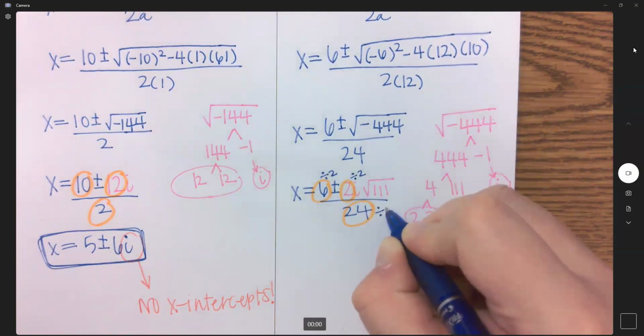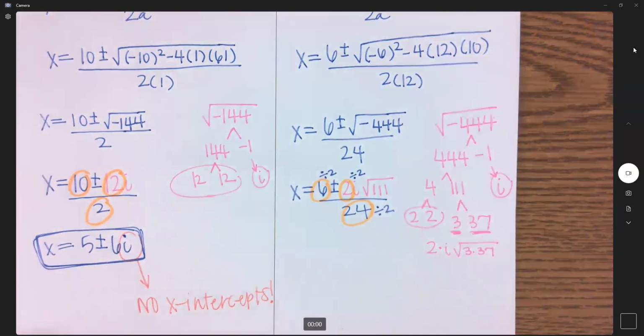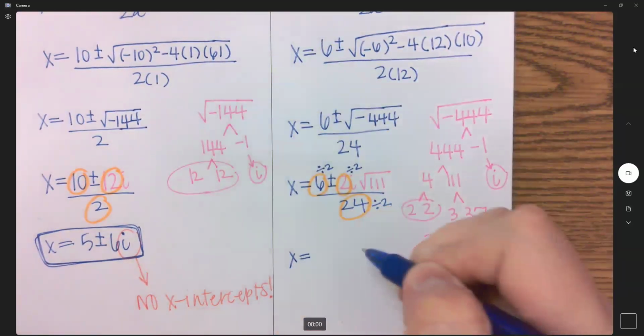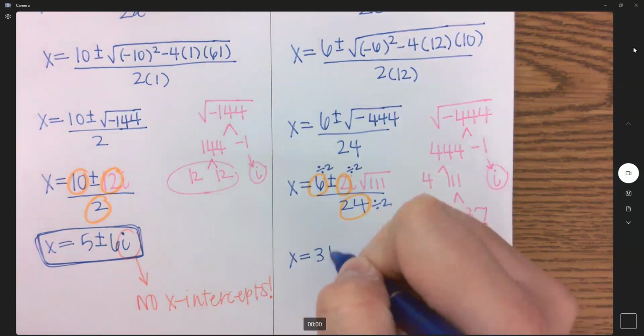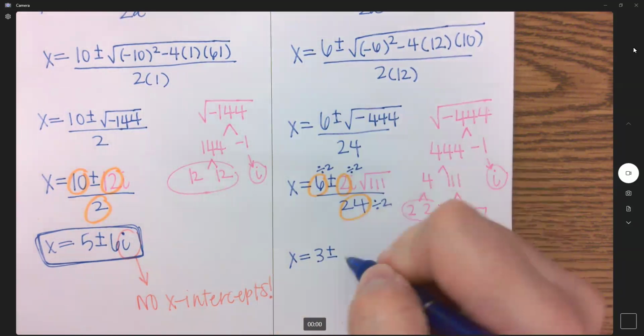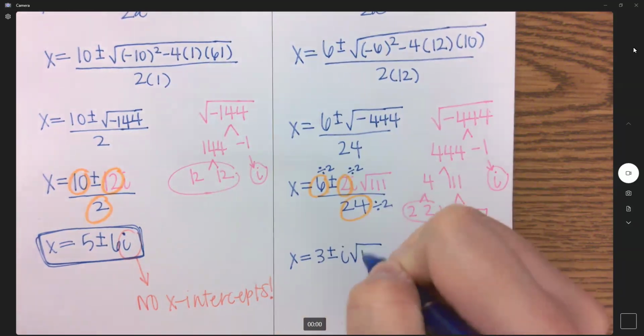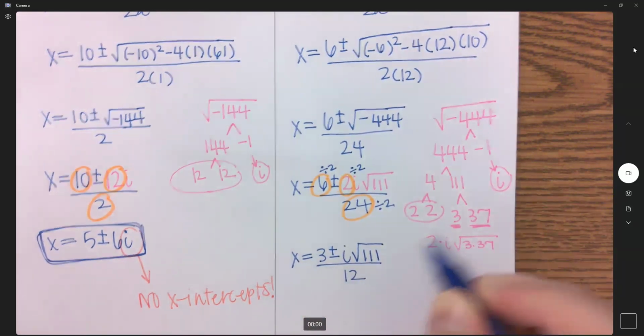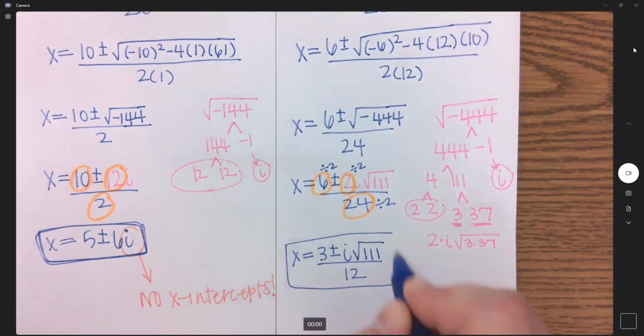And notice, it does not matter that that 111 is not an even number because we're not touching it. What's inside radicals does not mingle with what's outside. So we have 3 plus or minus 2 divided by 2 is 1. So you can do 1i or just i, square root of 111 all over 12. And this is my final answer here.